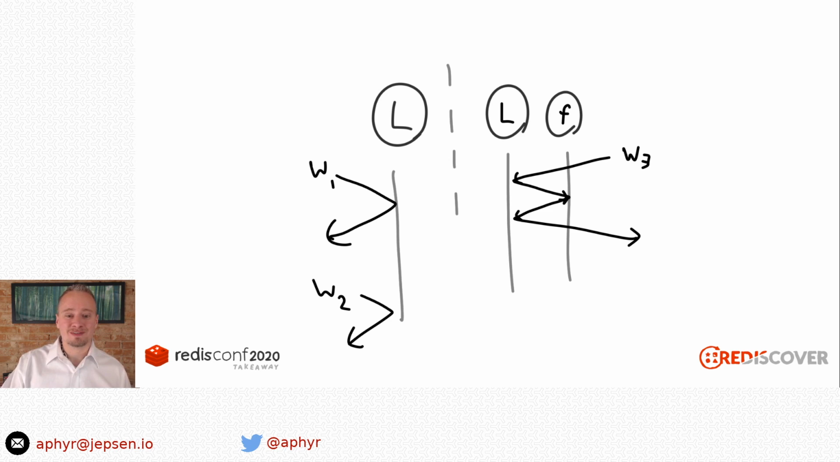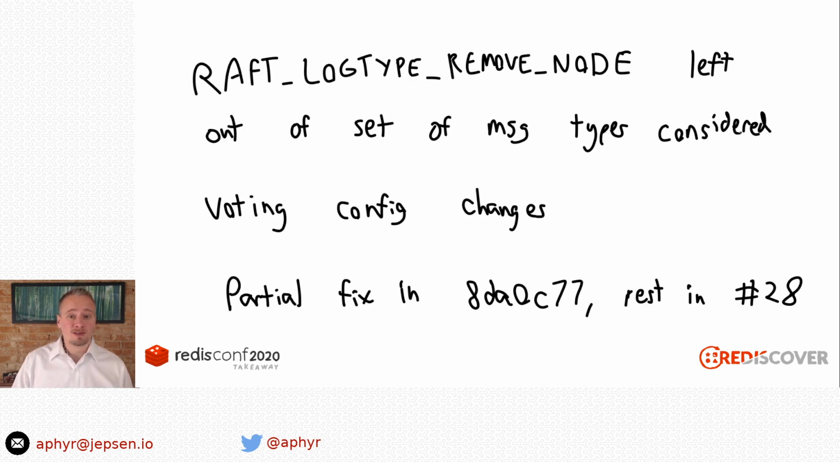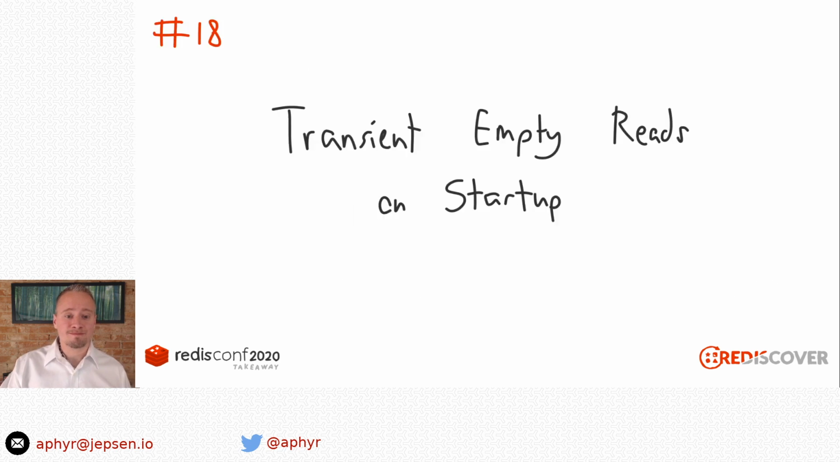own tiny universe. This occurred because there was a set of log operations in the underlying Raft library, which were supposed to be considered configuration changes and gated by that majority process. The Raft log type remove node message type was left out of that set by accident. Adding it back in ADA 0 fixed the issue, at least in part. Some other fixes happened in issue 28.